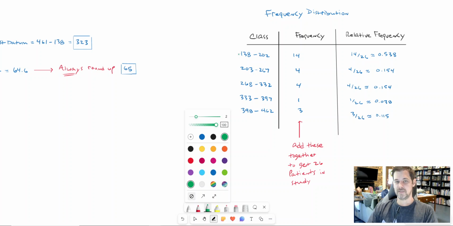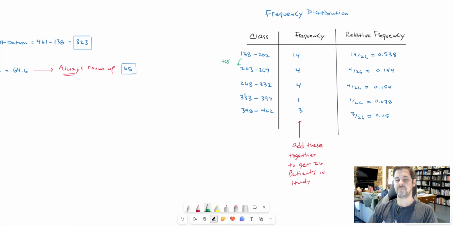Let's say I start with 138 and pretend I don't know the rest. How I find the next number is I add the class width. Then I go through again and I add the class width. The class width is 65. So I start with the smallest number in the data set, and I get the next one by adding the class width, 65. I add again, and I just keep going. That's going to allow me to find the lower class limit of each class.